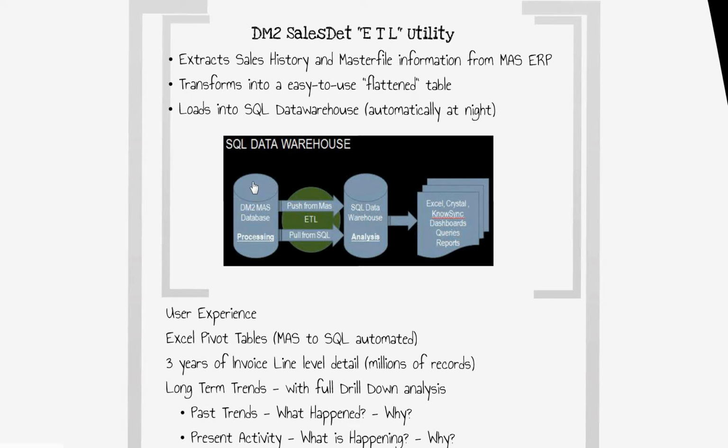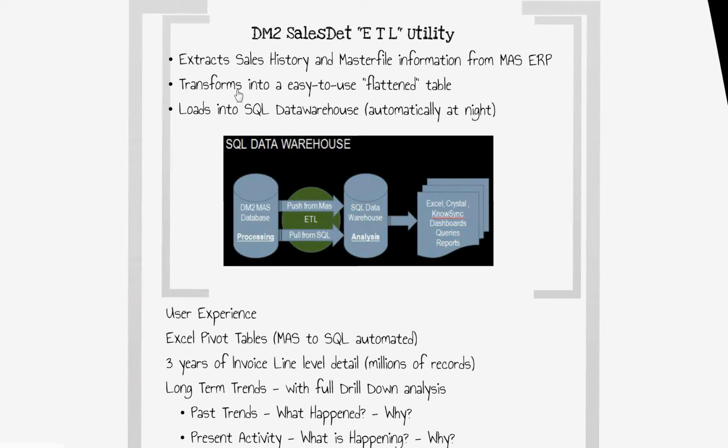So one of the better practices is to establish an ETL, and that stands for extract, transform, load. What it does nightly, automated, is extract information from your Mass system. It's grabbing it from sales history, it's getting some master file information, I think there's like 10 or 12 different tables that it's getting information from.